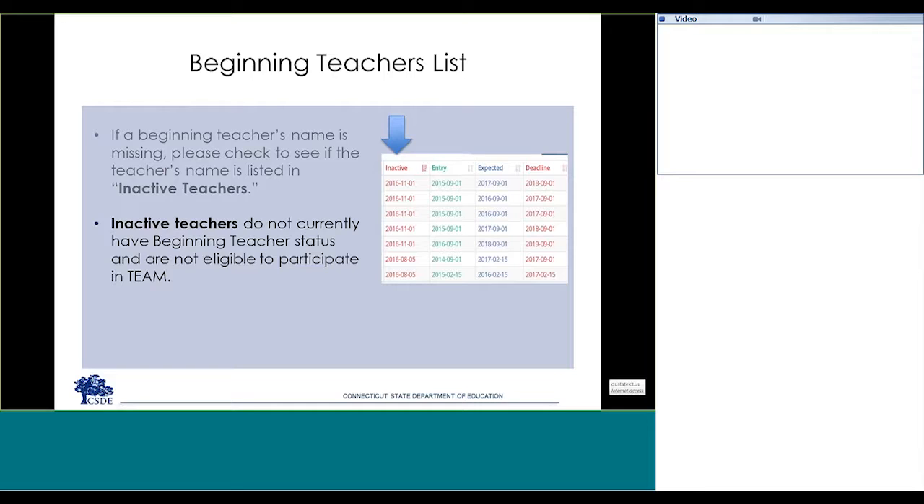What you will see is that inactive teachers may still be listed on the payment report if they are team completers. If they're not team completers, they may be missing from the payment report, and that's when you need to contact us so we can find the reason why their status became inactive.